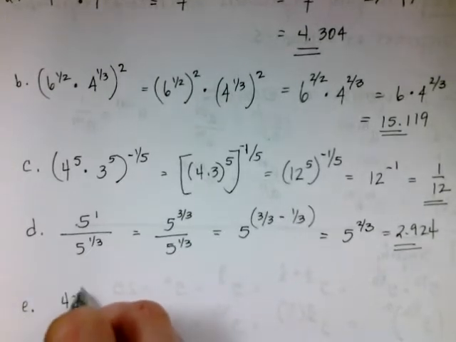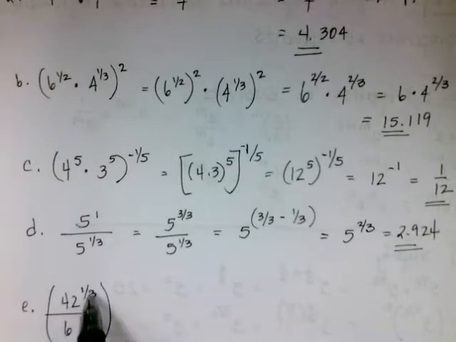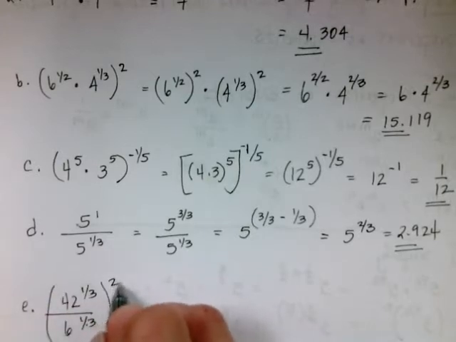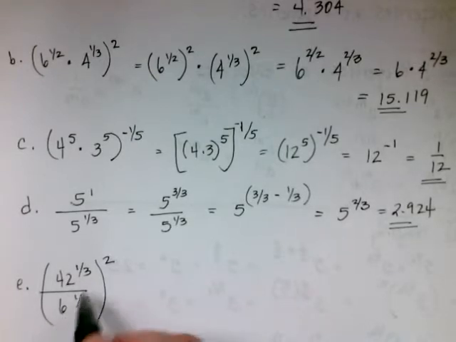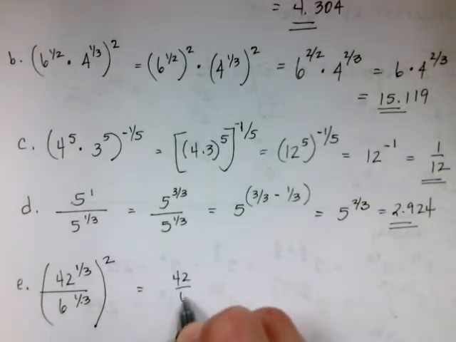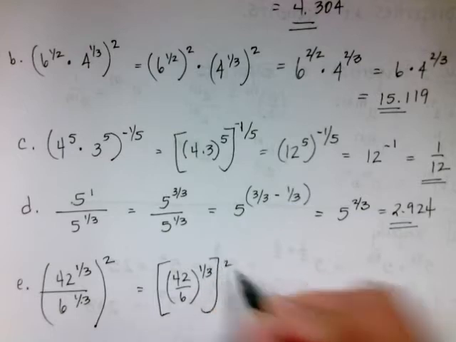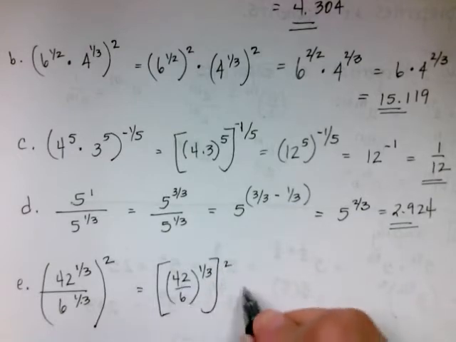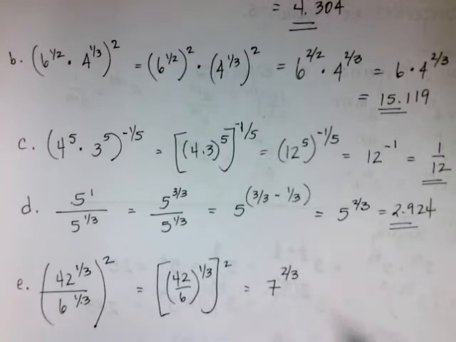I'm going to do 42 to the 1/3 divided by 6 to the 1/3. Notice the bases are different, but the exponents are the same, and then I'm going to raise that whole mess to the second power. I'm going to rewrite the insides, since the exponents are the same, as 42 divided by 6 raised to the third, raised to the second. 42 divided by 6 is 7. A power to a power is multiply, so I have 7 to the 2/3.